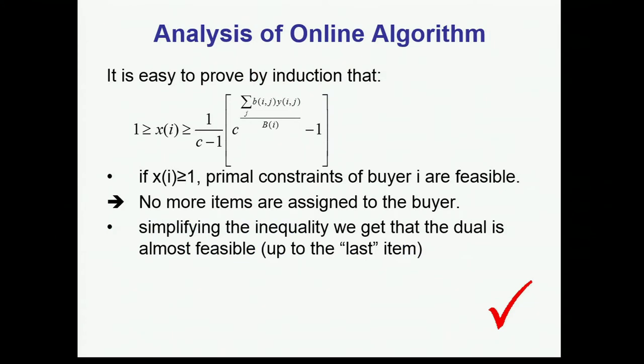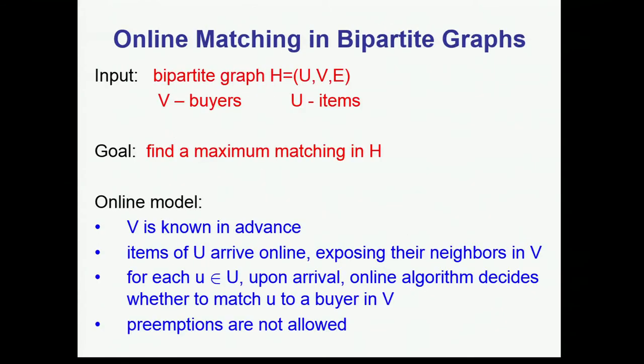So a special case, going with your question, Mohammed, a special case of this problem is online matching. In online matching, think of the same model, we have a bipartite graph. One side is fixed, and the other side appears online. And we want to maximize the cardinality of the matching that we're generating online. So if we restate this question in the language of the ad auctions problem, the budget of every buyer is 1, and each bid is also equal to 1. As we will see, for this special case, we don't have the small bids assumption, but we can still get the 1 minus 1 over E.